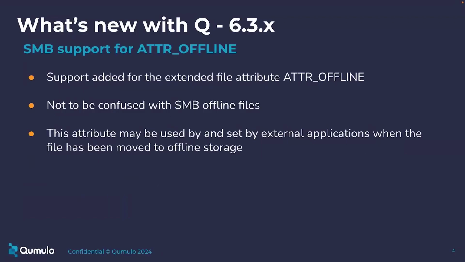Up next, we added the SMB support for the extended attribute adder_offline. This is not to be confused with SMB offline files. This is an attribute that can be set by external applications, most of the time backup applications, to indicate that a file has been moved to offline storage. Previous to 6.3, we did not have this extended attribute available, and now it is available with 6.3 plus.